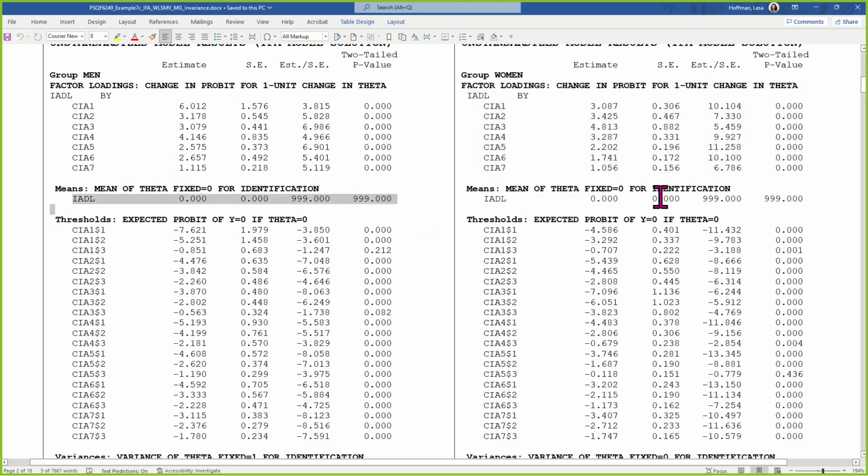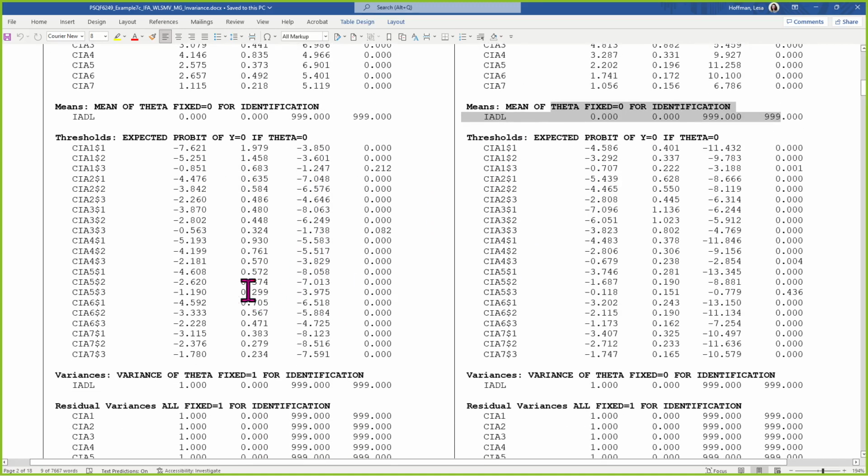Theta has a mean of 0 in both groups because it's identified that way. As for thresholds, these are the expected probit of y equals 0, so the lower answer for each of the submodels when theta equals 0. So these are indices of difficulty because they tell you what is the probability of not being able to do it.